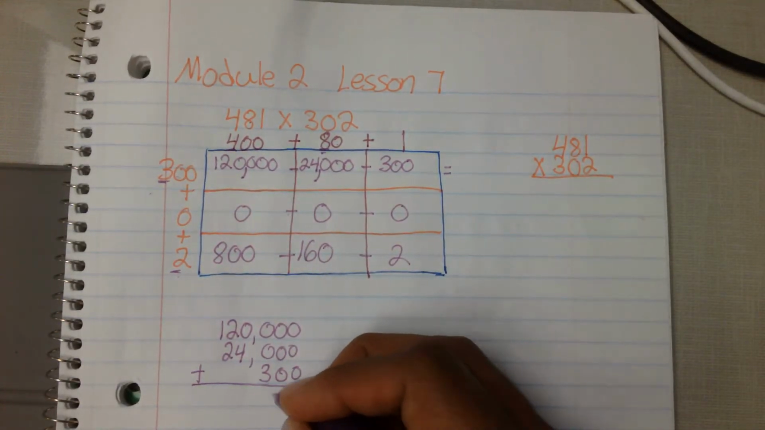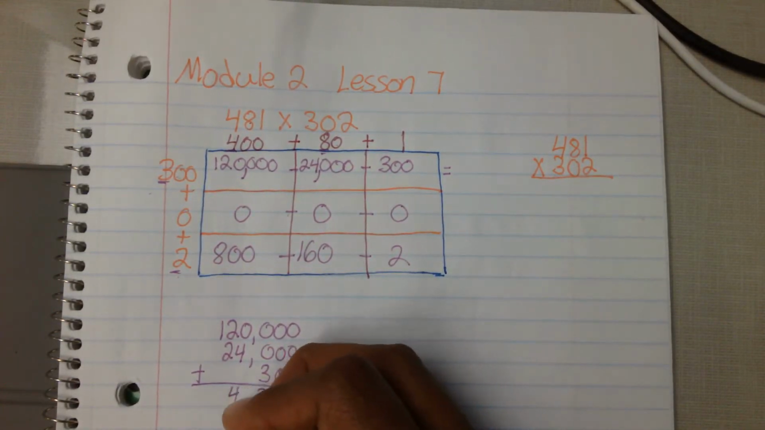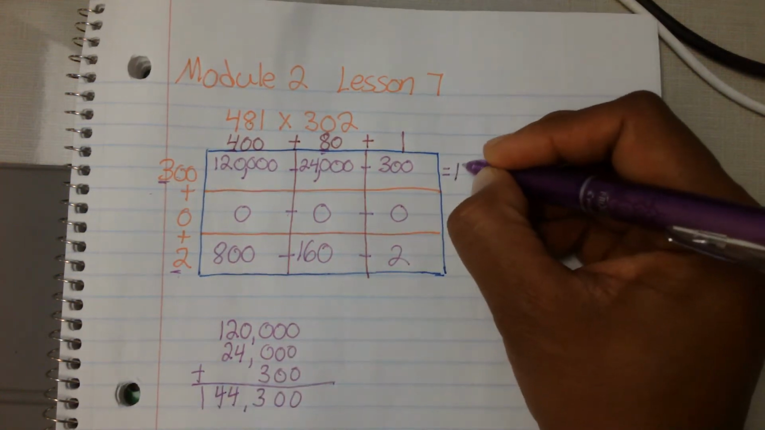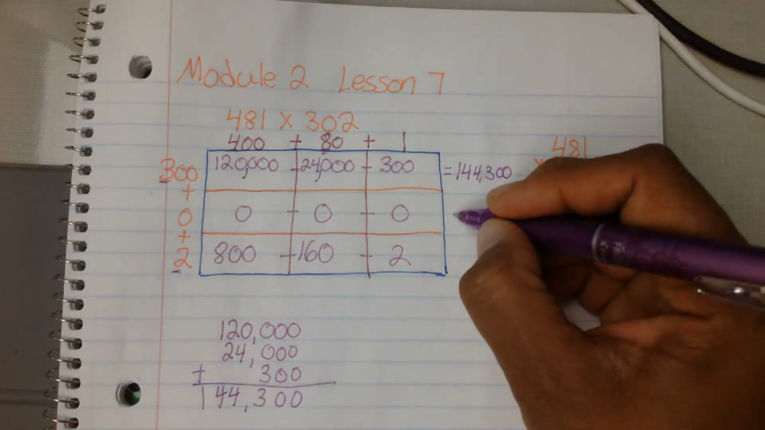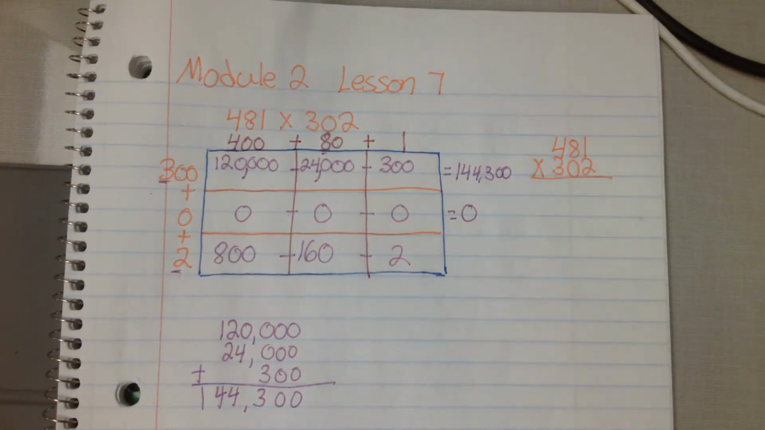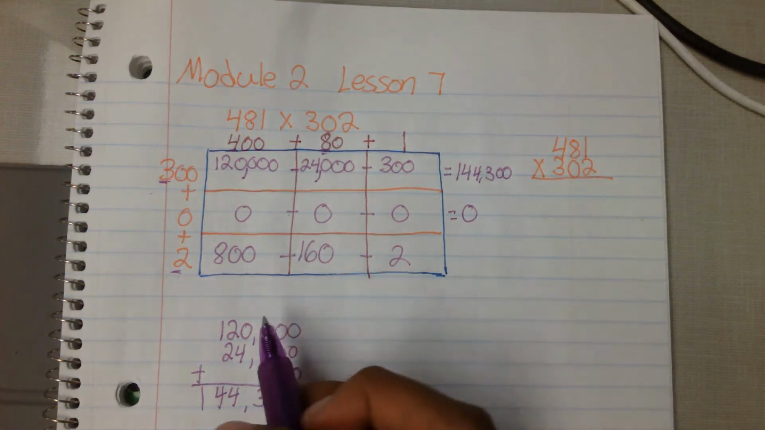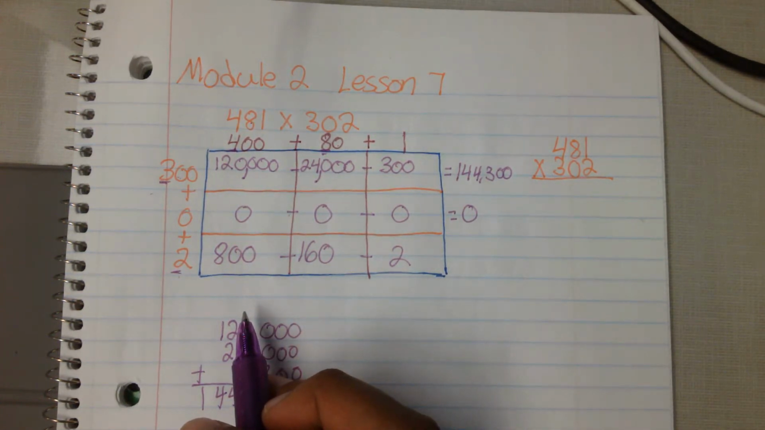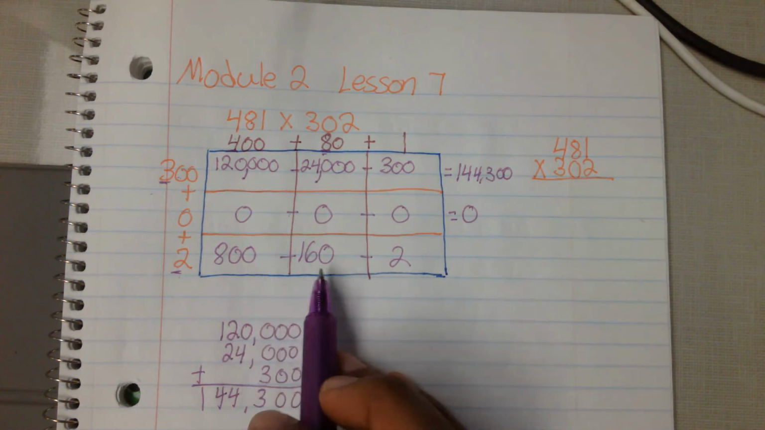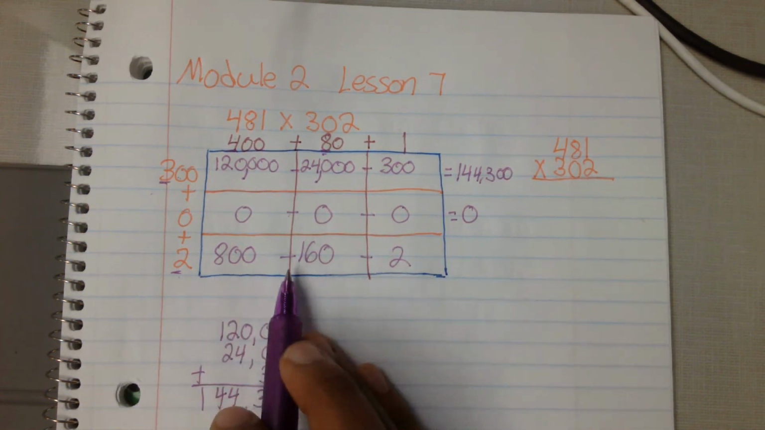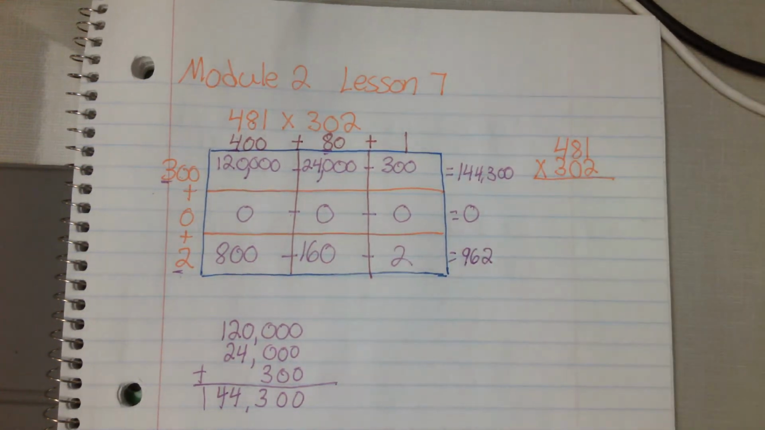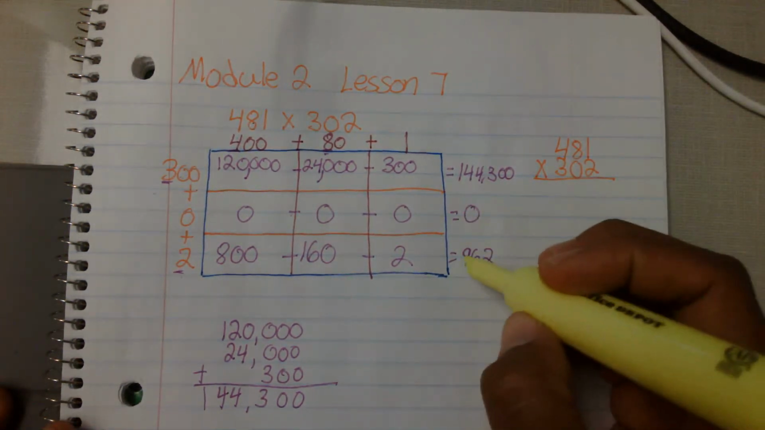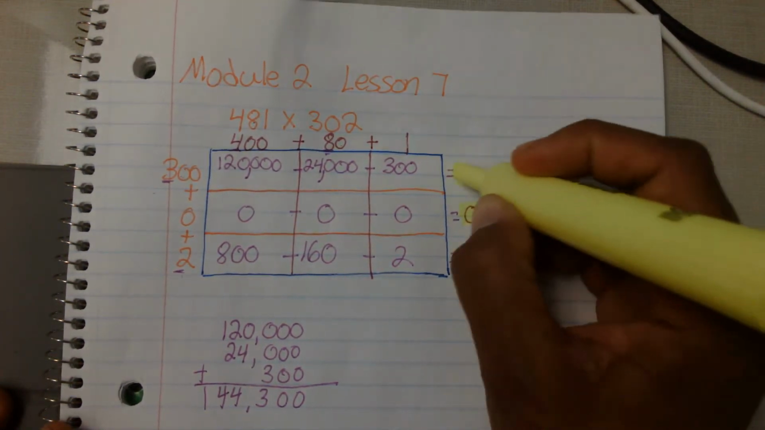So I know this is 144,300. And we know, well, 0 plus 0 plus 0 plus 0 is just 0. So that one we should be able to do easily. Here, we should be able to do 800 plus 160 plus 2, which is 962. So when we come over here to do our standard algorithm, we should be able to see all these partial products in our standard algorithm today.